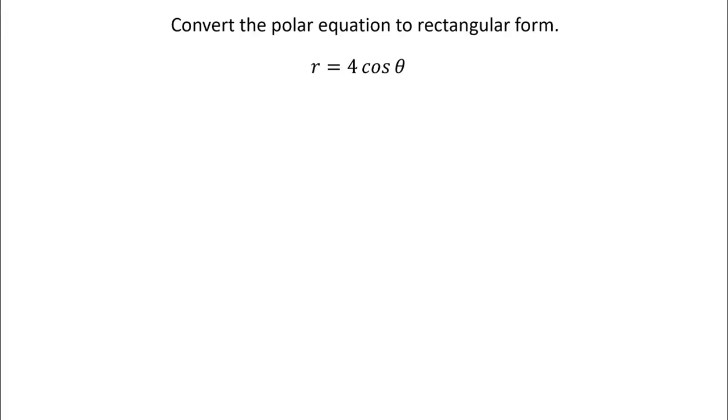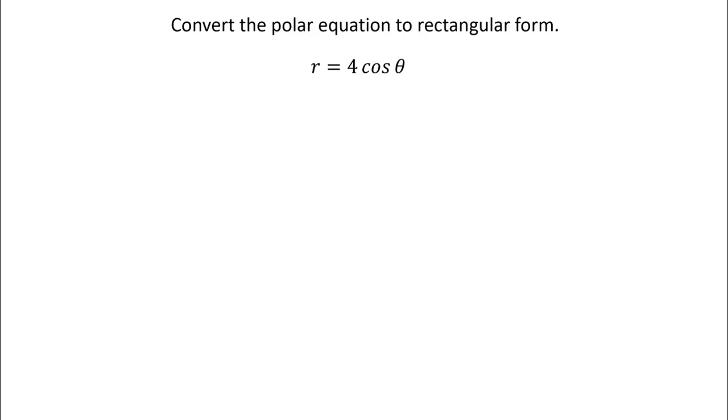All right, in this video, we're going to practice converting more polar equations to rectangular form. So here we have the equation r equals 4 cos theta. Now, if you watch the previous video on converting polar equations to rectangular form, I mentioned that there are two strategies that we'll try to employ when we're trying to convert these equations.